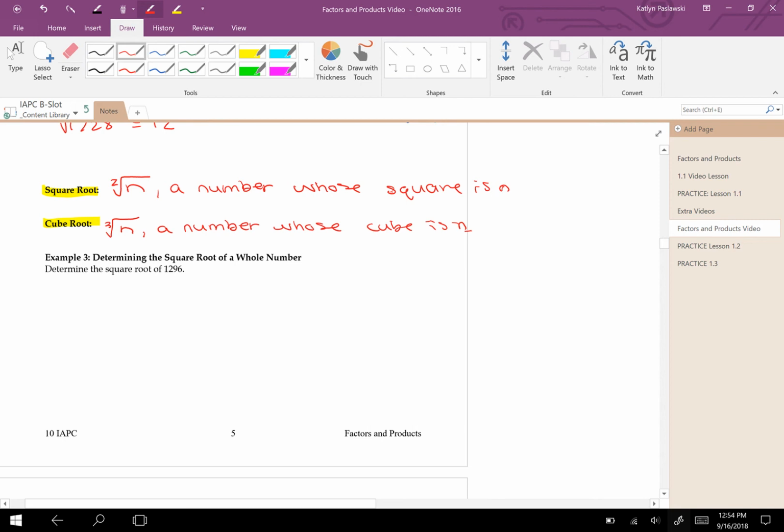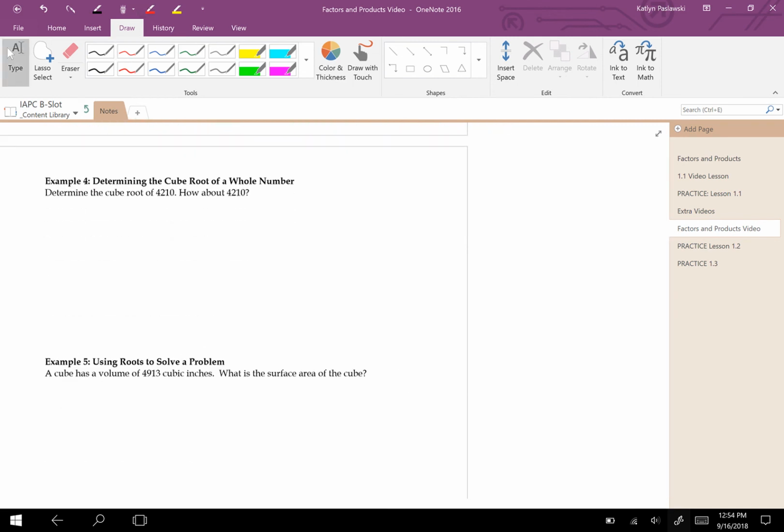Example 3, we're going to determine the square root of a whole number. So it just asks you to determine the square root of 1296. To take the square root of that number, it equals 36. Example 4, determine the cube root of a whole number. Into your calculator, the cube root of 4210 is equal to 16.147. So therefore, 4210 is not a perfect cube.